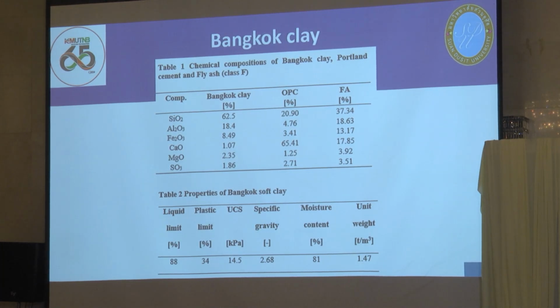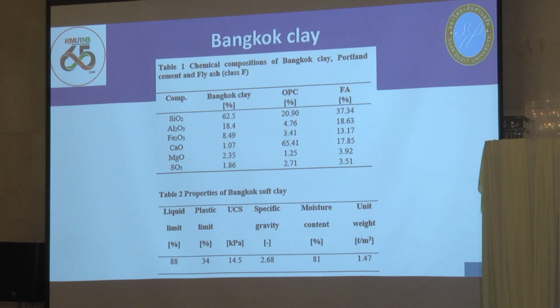This picture shows Table 1, the chemical composition of Bangkok clay, Portland cement and fly ash: silicon oxide, aluminum oxide, iron oxide, calcium oxide, magnesium oxide, and sulfur. Bangkok clay has silicon oxide 62.5, OPC 20.90%, and fly ash 37.34.